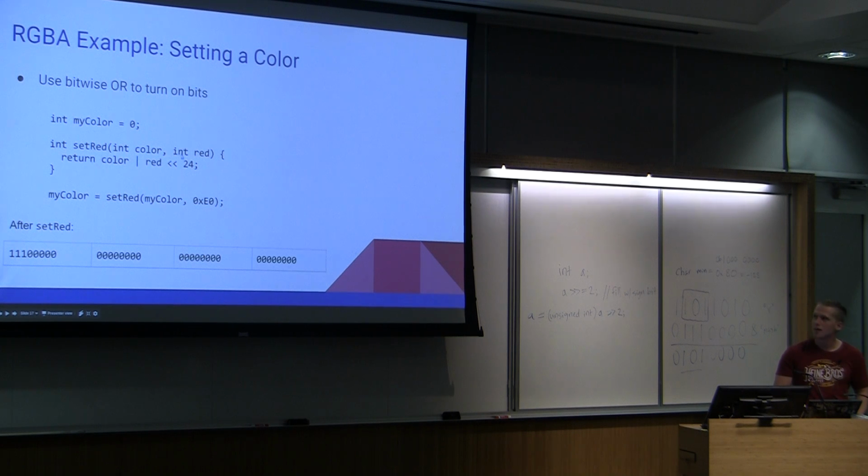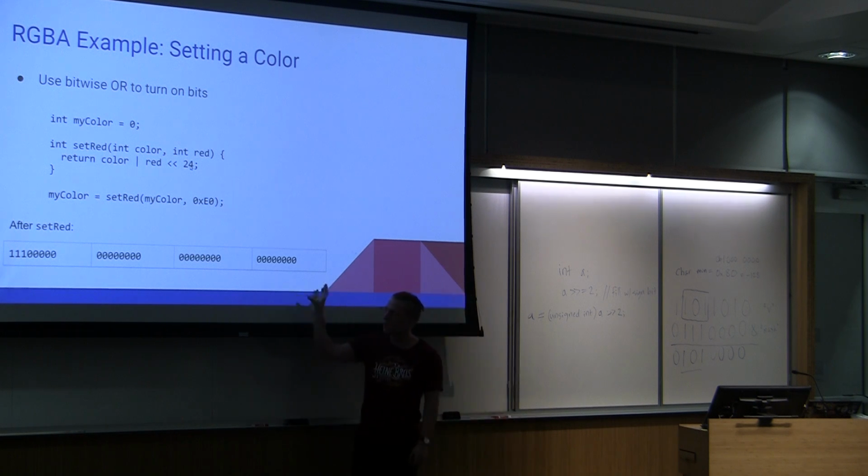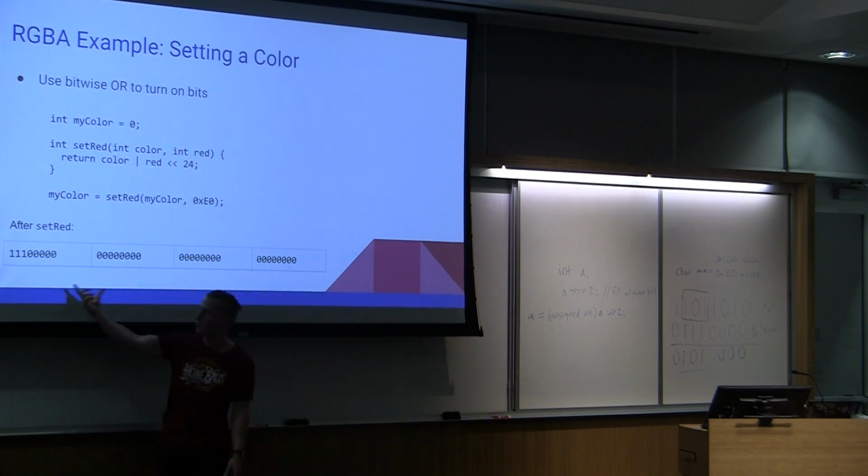And then I want to take in the value of red that I'm trying to store. So let's say I want to set the red channel to be the number 0xe0. So what I'm going to do first is take the value of the red channel. I have my number 0xe0 sitting down here, and I want to move it all the way to the left to align with the byte where I want to store it in the integer.